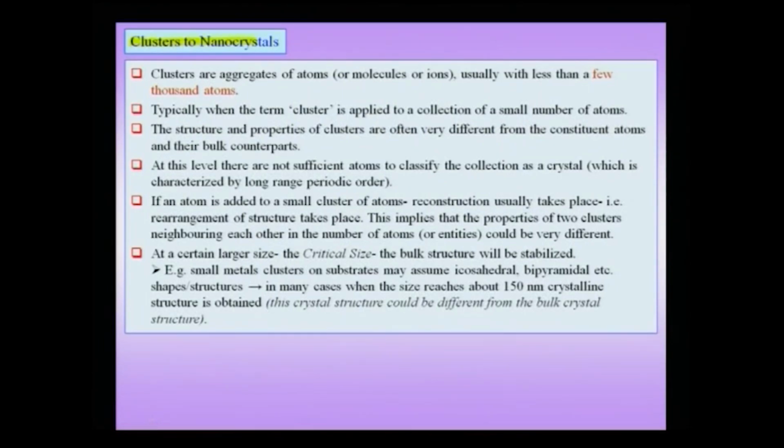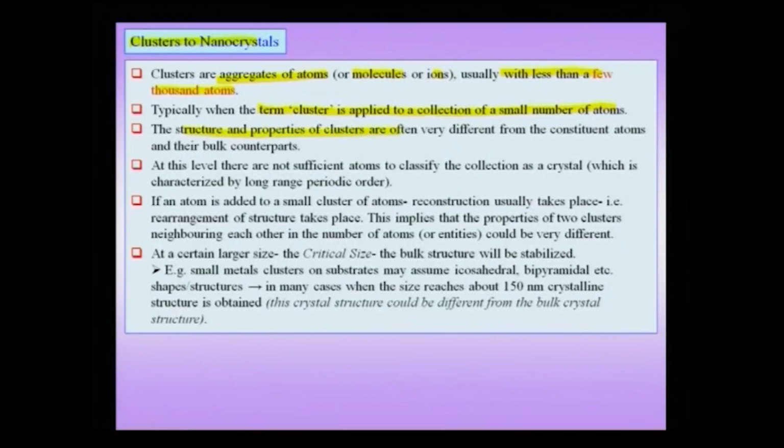So, let us now talk about going from clusters to nanocrystals a little further. Clusters are aggregates of atoms. Of course, they could be aggregates of molecules or ions also, usually less than a few thousand atoms. So, when I am talking about clusters, typically I am dealing with less than about a few thousand atoms. Typically, the term cluster is applied to a collection of a small number of atoms, so we do not use the term cluster for a large collection, for instance, in the case of a nanocrystal.